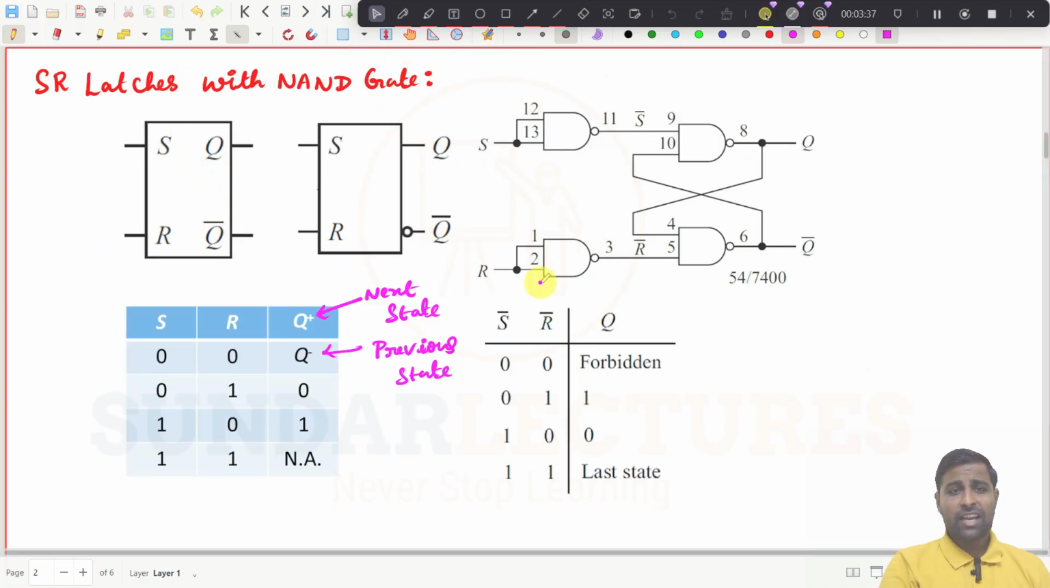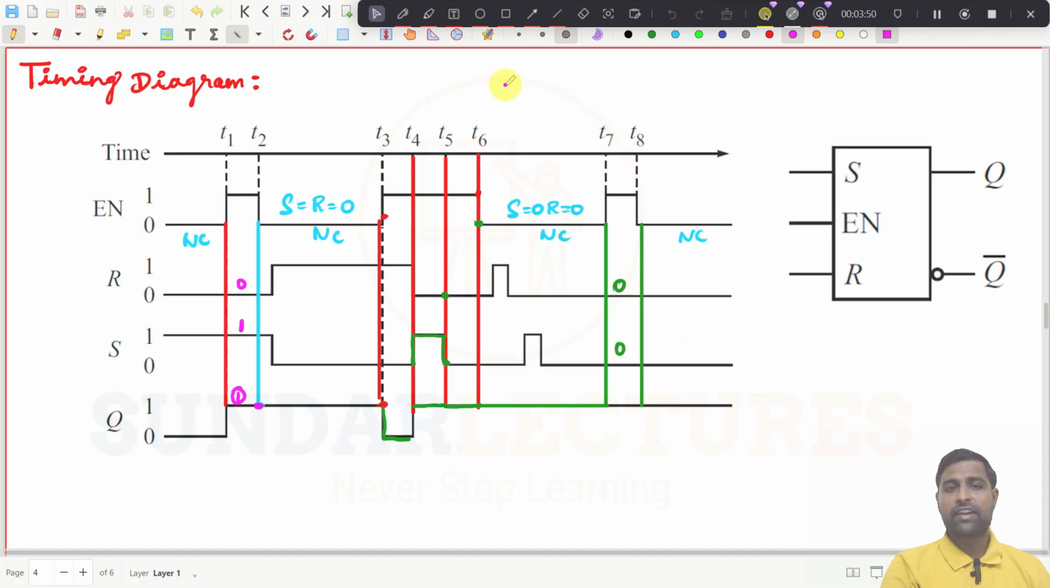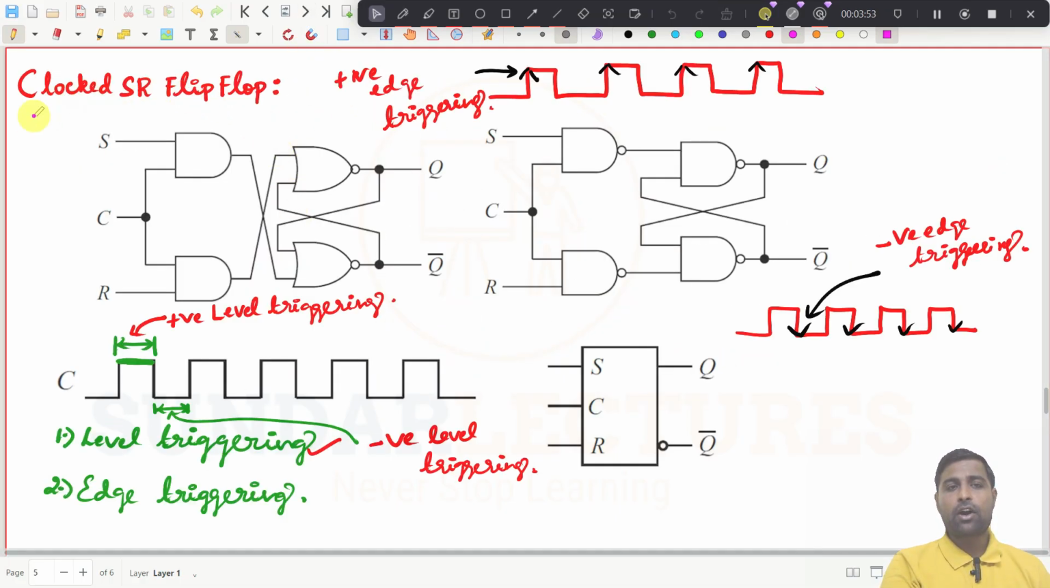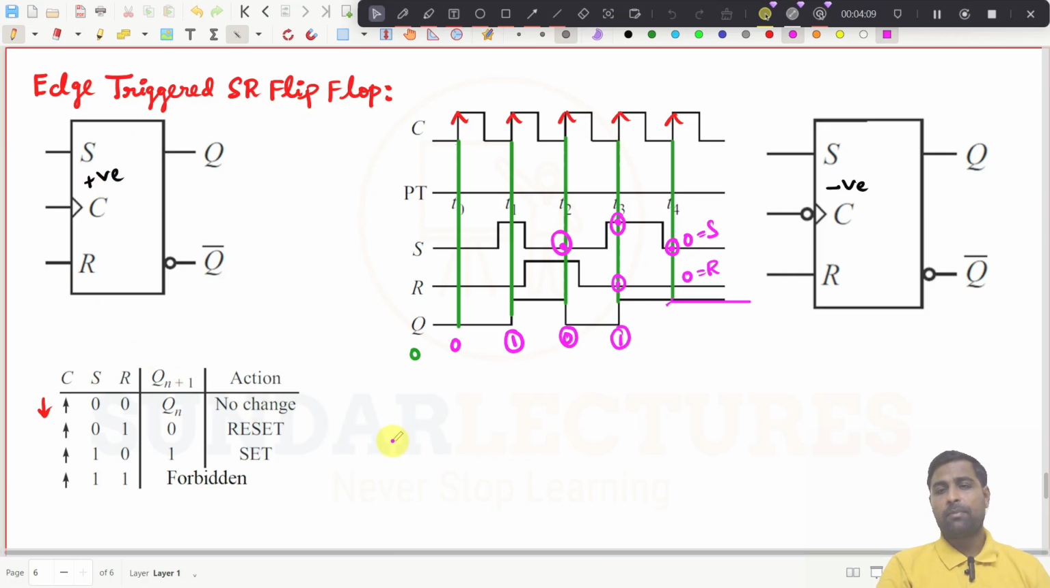And we have seen another circuit using NAND gates, and we have seen a simplified truth table for SR latches, and then we have seen enable input SR latches, and we have taken a timing diagram to understand, and also we have seen clocked SR flip flops. Maybe clocked SR latches are called SR flip flops. And what are the types of triggerings available, we have seen one by one, and also we have taken an example to understand positive edge triggered SR flip flops, right? So that is what we have seen in this class, and we will see in the next class.